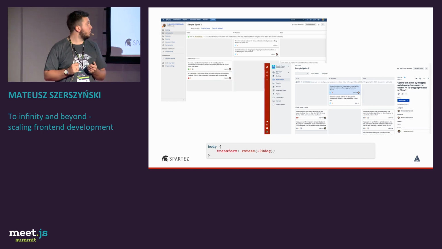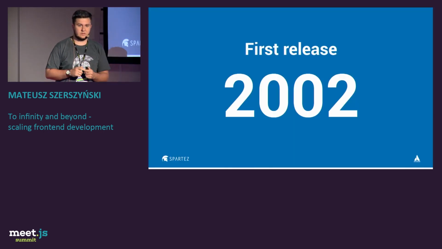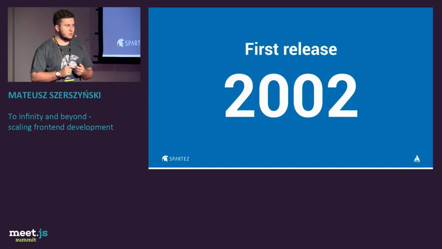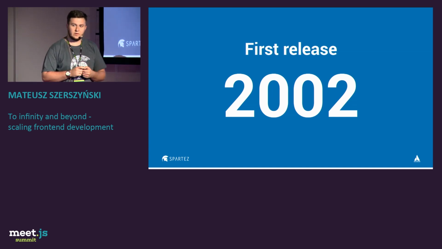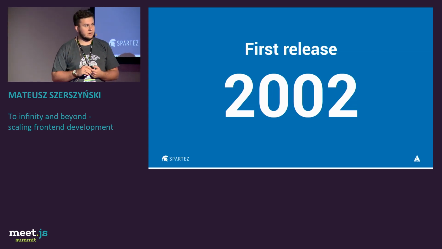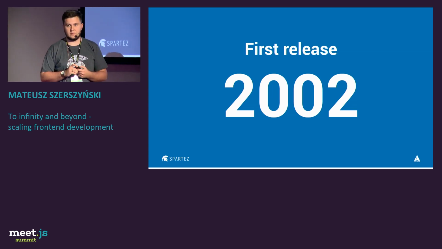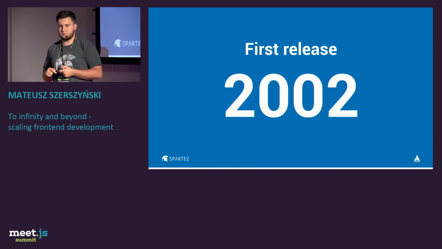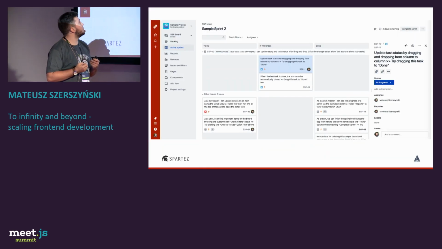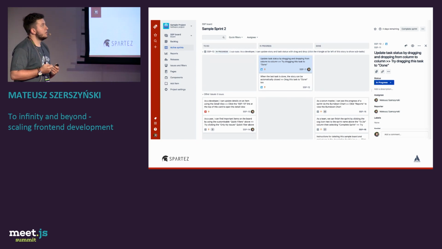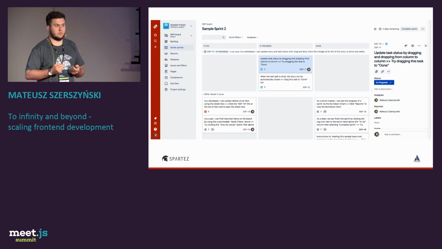But what's the problem? The first release was in the year 2002, which means that it's around 4 years before the first version of jQuery appeared. At that time, the version of the IE browser was around version 6, and Firefox was in version 0.1, which eventually became Firefox.